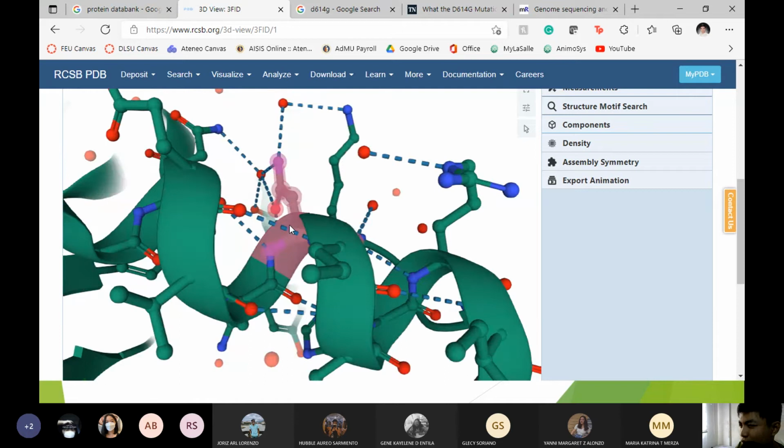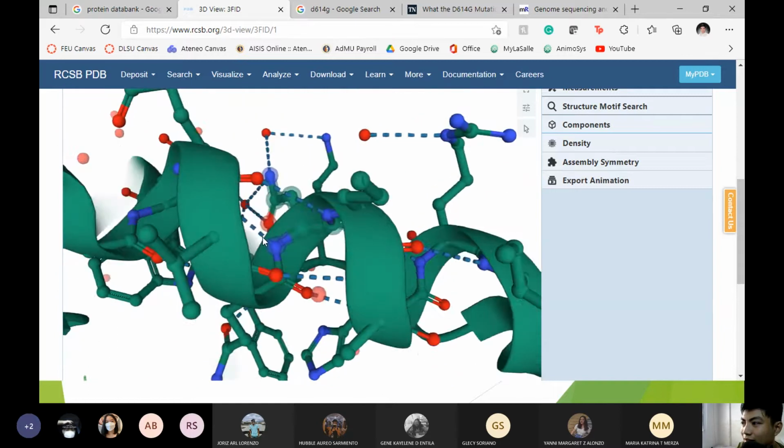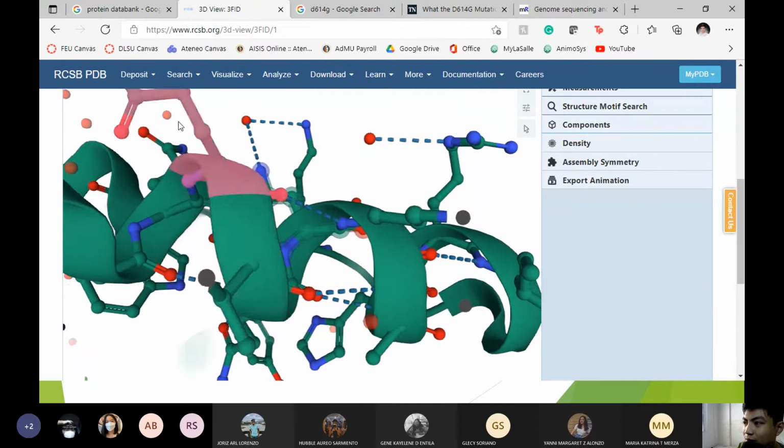Ito, ibang residue naman to. So, this is the R group of this amino acid. This is the R group of the amino acid na yon. Ay, nasa likod siya. So, ito yung R group ng amino acid na to. So, probably this is valine kasi letter V. Ito, I don't know what's this, kasi nasa side view. Okay. So, ayan. So, as you can see, all the R groups are pointing outwards. So, probably this is glutamic acid to. So, ganun. All the R groups are pointing outwards.